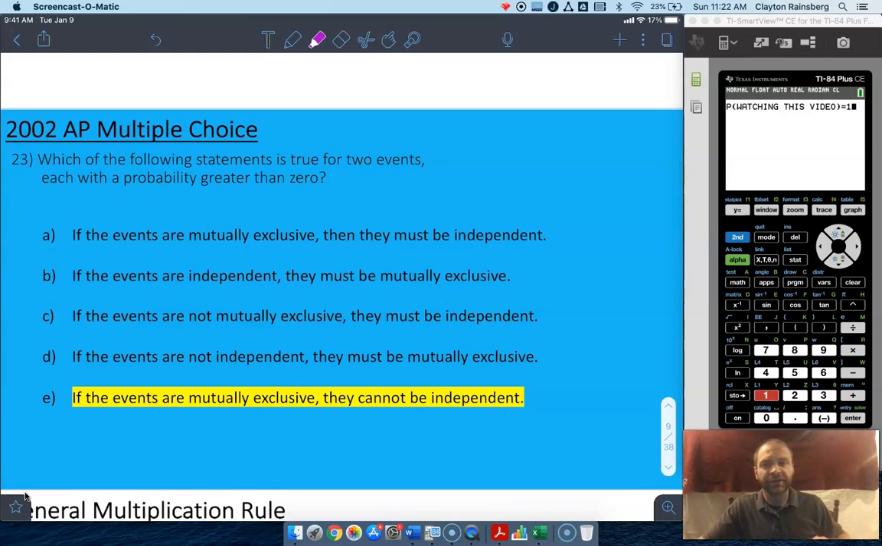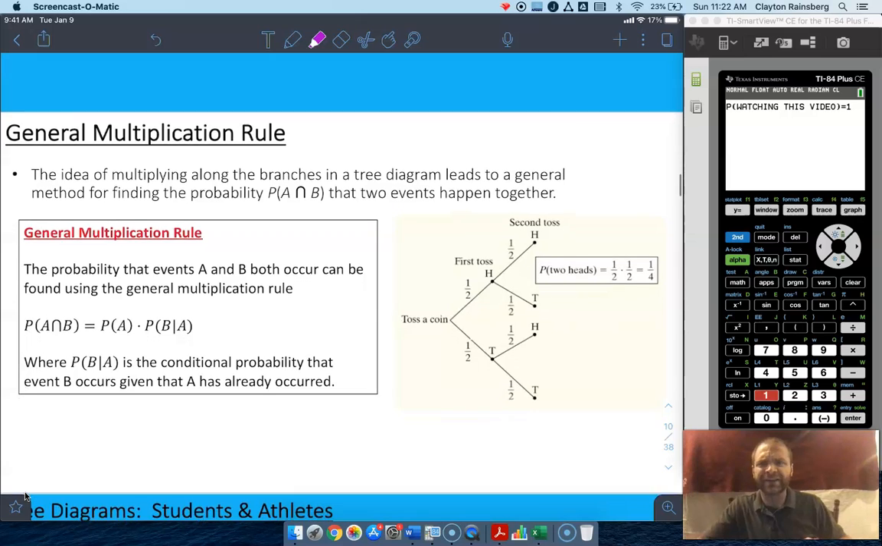So now we are looking at the general multiplication rule. And this one goes back to tree diagrams. So we're almost done. We are on slide 9. Bear with me a little bit longer here. So we can take the idea of multiplying along branches in tree diagrams to lead to a general multiplication rule for us. So the probability that events A and B both occur can be found using this general multiplication rule.